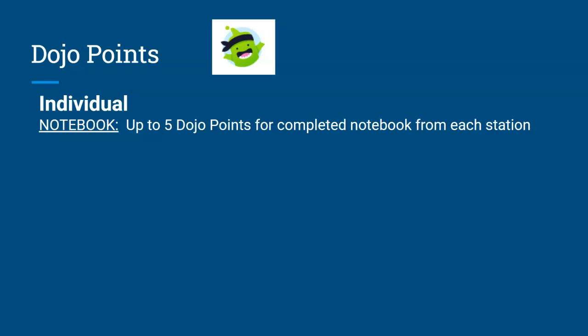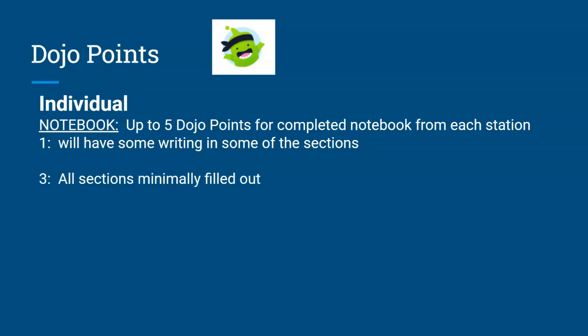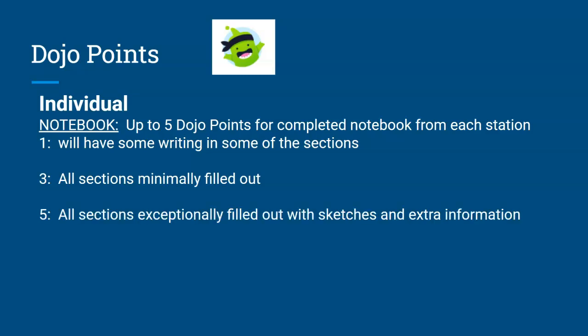Anyone who hands a notebook in to me gets up to 5 dojo points for a completed notebook from each station. A 1 will have some writing. Like if you get a score of a 1, your notebook has some writing in some of the sections. A 3, all sections minimally filled out. A 5, all sections exceptionally filled out with sketches and extra information. I'm going to spend a lot of time on this. But basically, you can have up to 5 points for a good notebook.